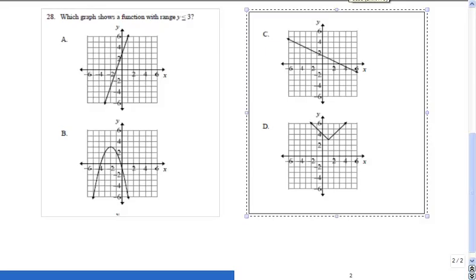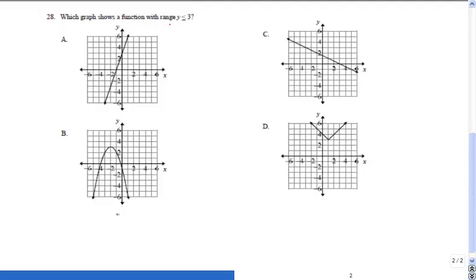Proficiency exam, problem number 28. Which graph shows a function with range y less than or equal to 3? Many of you will remember what range is. Many of you may not remember what range is. However, you're looking for y less than or equal to 3. Okay? So this question is asking which graph shows a function with range less than or equal to 3.